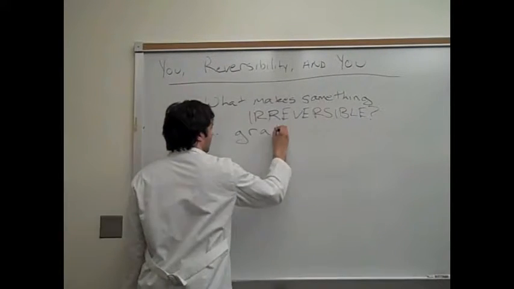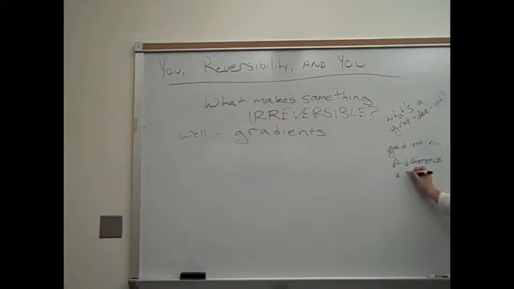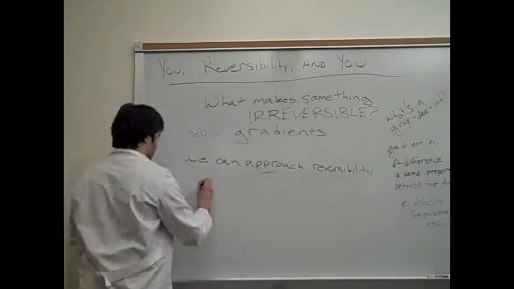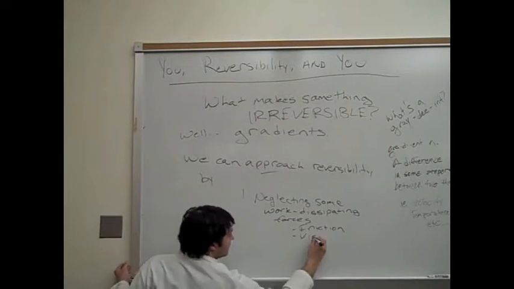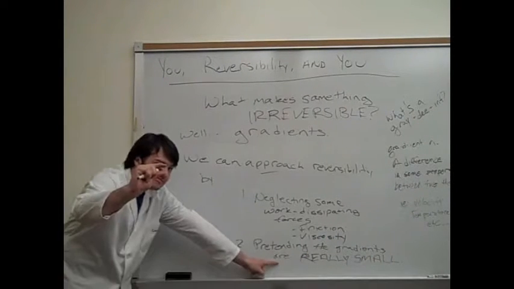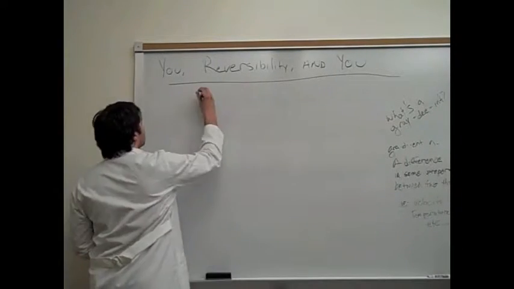Now, what makes something irreversible? Well, these things are called gradients. What's a gradient? A gradient is a difference in some property between two different things, like velocity, temperature, and so on and so forth. We can approach reversibility by first neglecting some work-dissipating forces like friction and viscosity, and second, pretending that the gradients are really, really small.